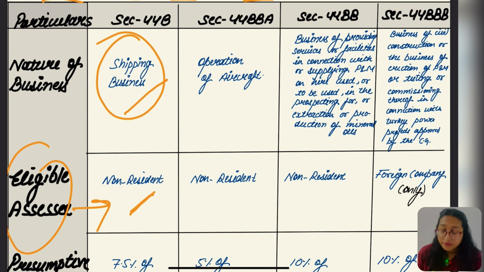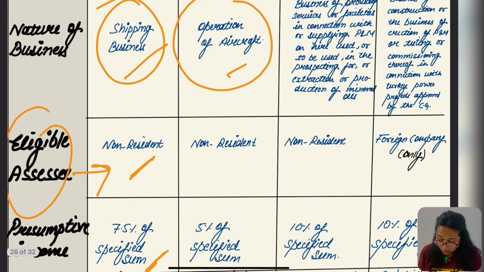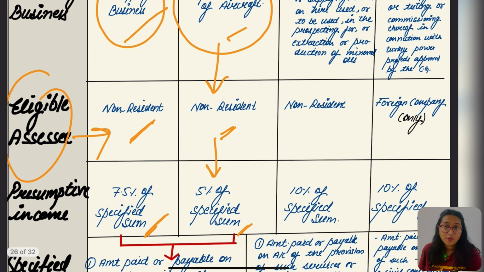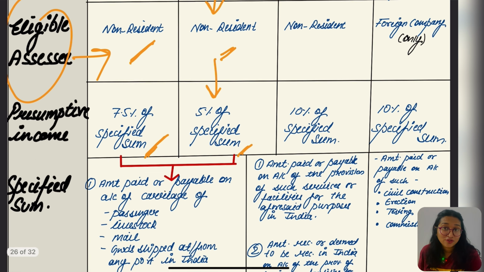Now let's go for 44BB. It is about the operation of aircraft. For the operation of aircraft, the eligible SSE is going to be non-resident. And what is going to be the presumptive income? 5% of the specified sum. Earlier for the shipping business, that was 7.5% of the specified sum, right? In case of operation of aircraft, that would be 5% of the specified sum.